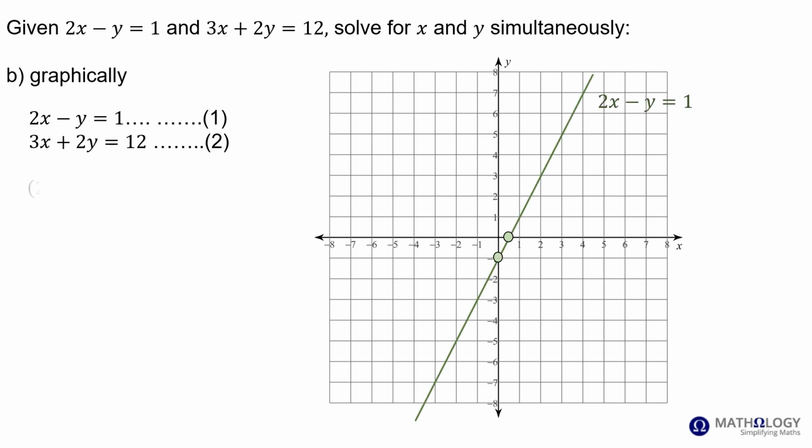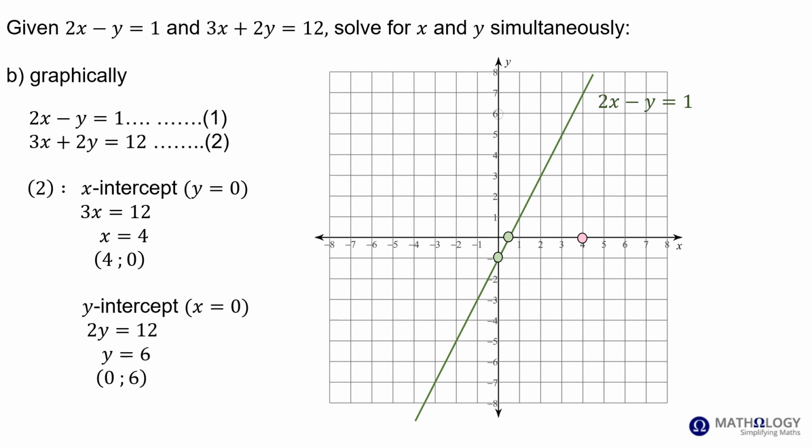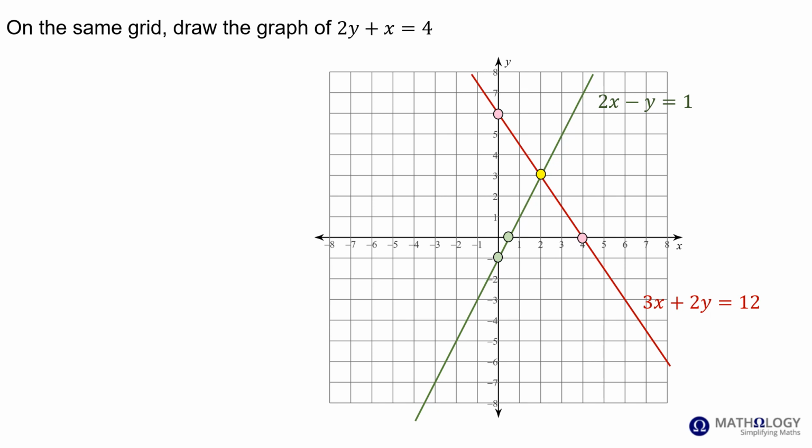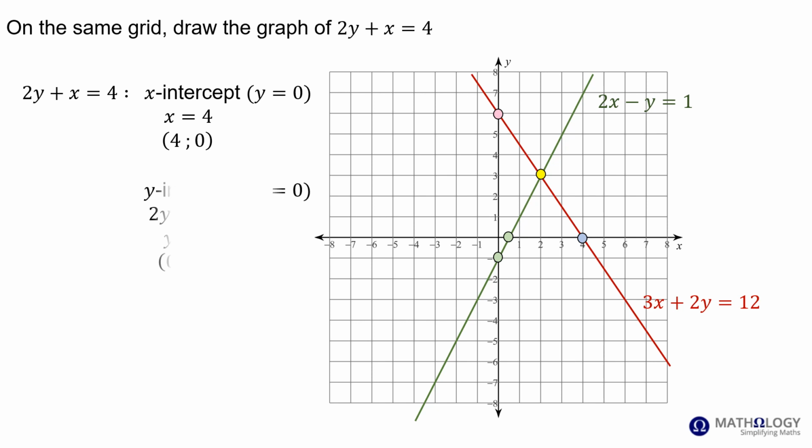Similarly, the x-intercept of the second function is the point, 4, 0. And the y-intercept is 0, 6. The solution to the two linear equations is the point of intersection, which is the point 2, 3. We are now required to also sketch the graph of 2y plus x equals 4. The x-intercept of this function is the point, 4, 0. And the y-intercept is the point 0, 2.